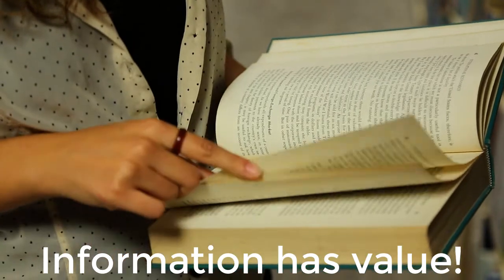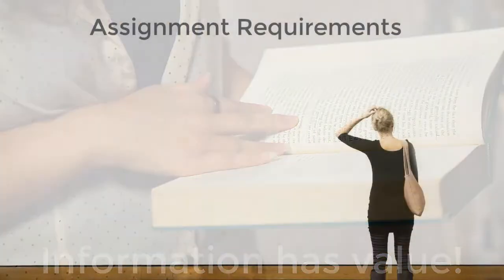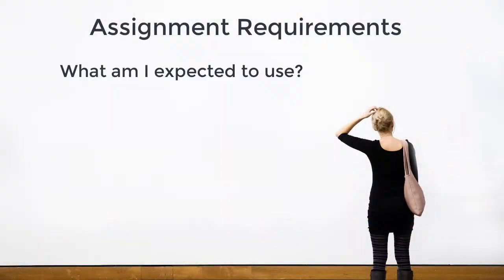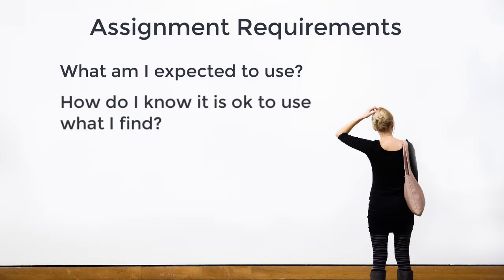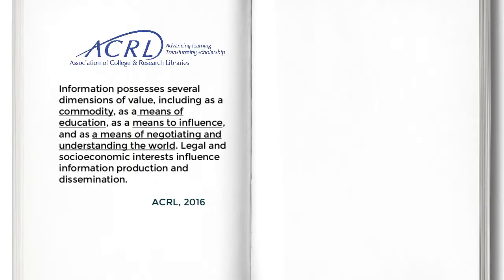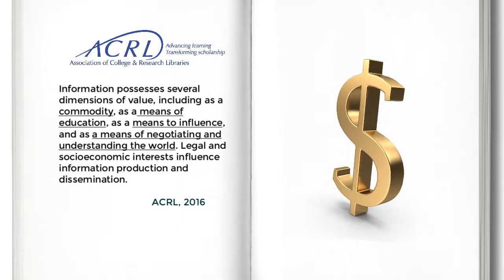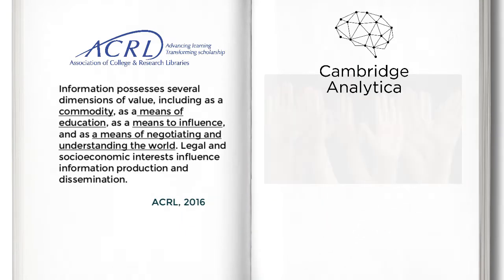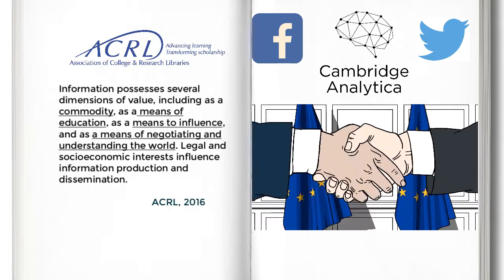Understanding that information has value. It's not just about identifying and understanding different types of sources, or being able to differentiate between popular and scholarly publications. It's about understanding the value of information and its varying dimensions, specifically as a commodity, a means of education, influence, and as a sense-making tool.